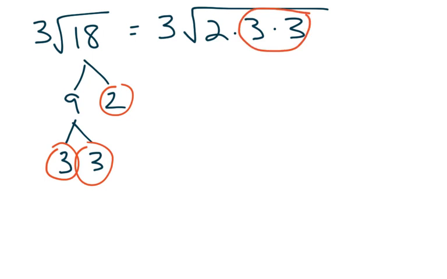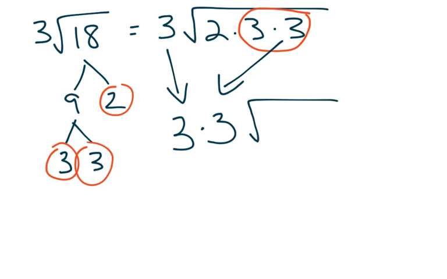These 3's are going to come out front with the other 3. So this 3 I'm going to write like this. And then this 3 comes out front as well. And then the 2 gets left behind because it did not have a perfect match.